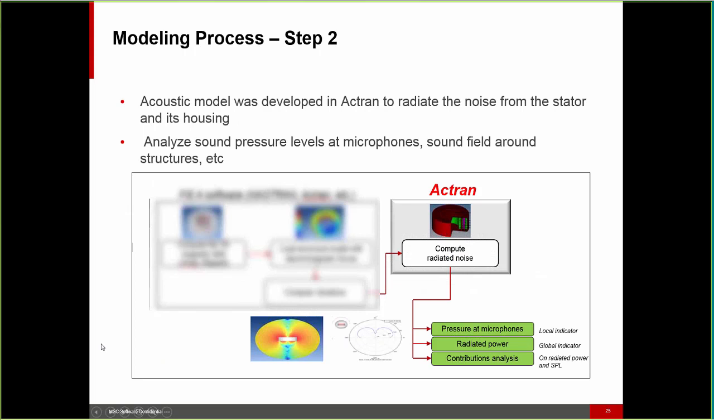Now, the second step in the modeling process is to perform the acoustic simulation. In step 1, we compute the structural vibration. So in step 2, we use the structural vibration as the acoustic excitation and compute the radiated noise from the stator and its housing. The end results are acoustic quantities such as acoustic pressure at the microphones and acoustic radiated power. Now let's look at the acoustic model.